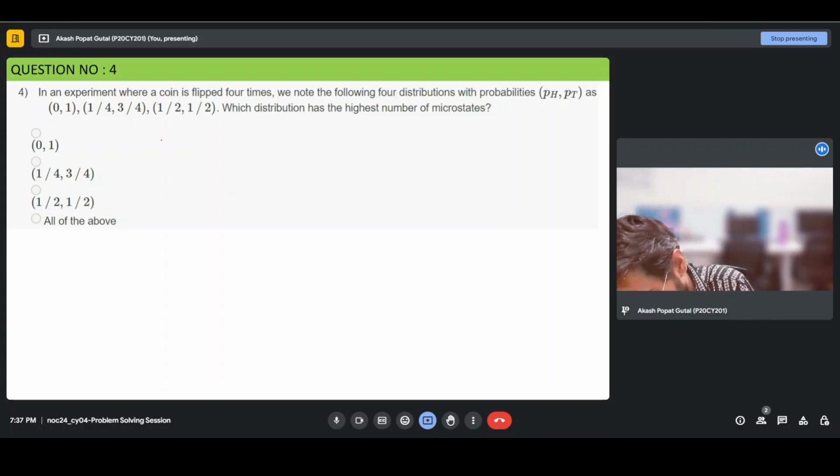So in this problem, the coin is flipped 4 times, and we note the following four distributions with probabilities given.